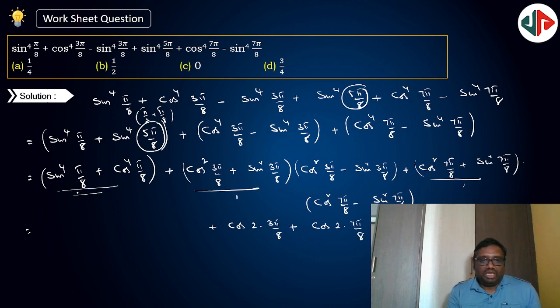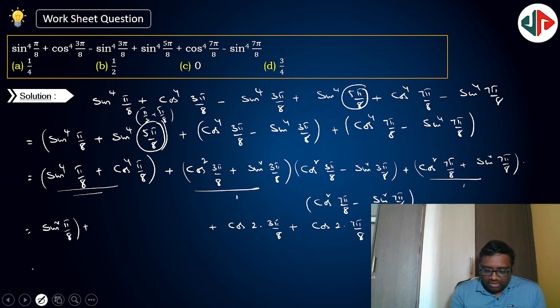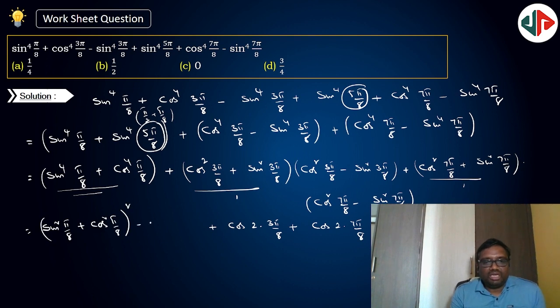Same condition. a square plus b square means a plus b whole square minus 2 times ab. This we can write as sin square of pi by 8 plus cos square of pi by 8 whole square, minus 2 times sin square of pi by 8 into cos square of pi by 8. So this value is nothing but 1 minus 1 by 2 into sin square of 2 into pi by 8.